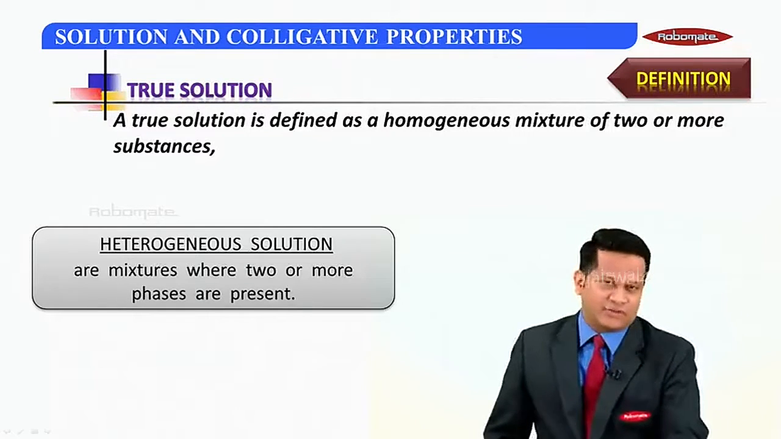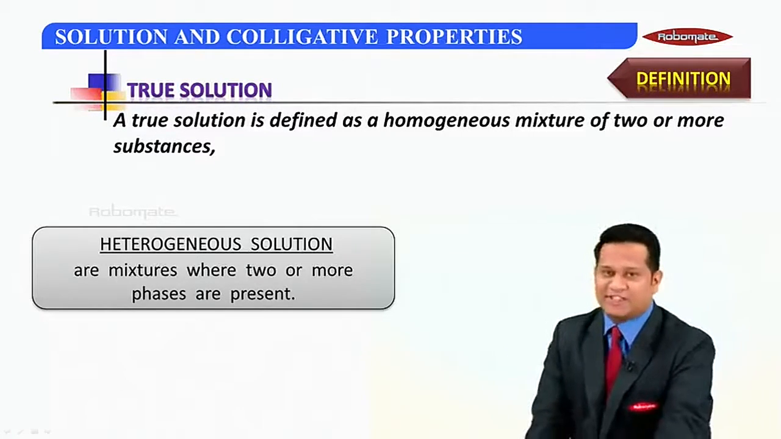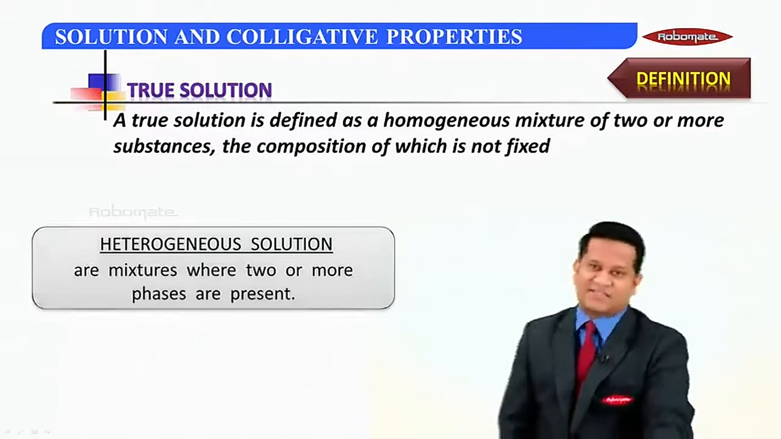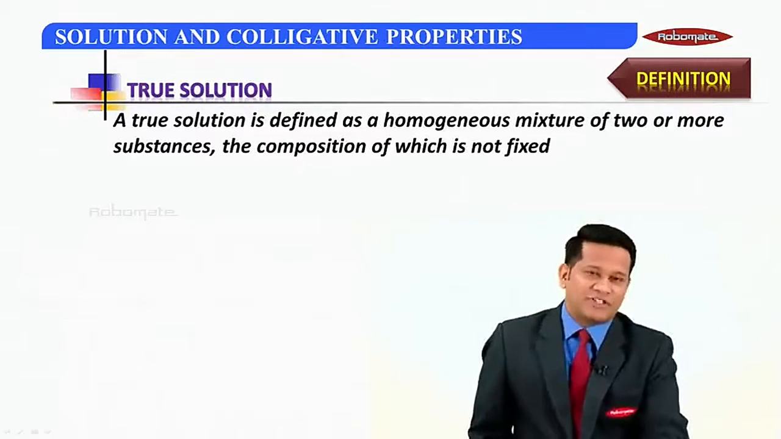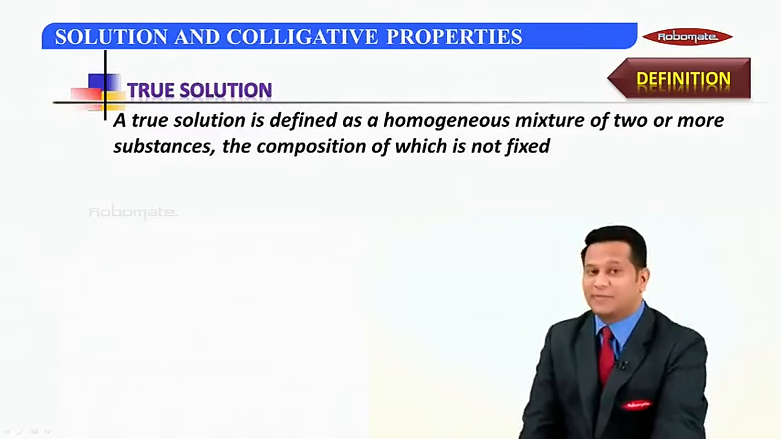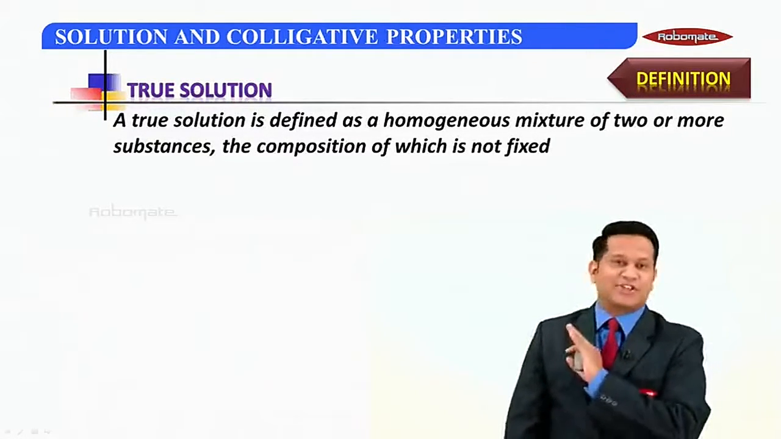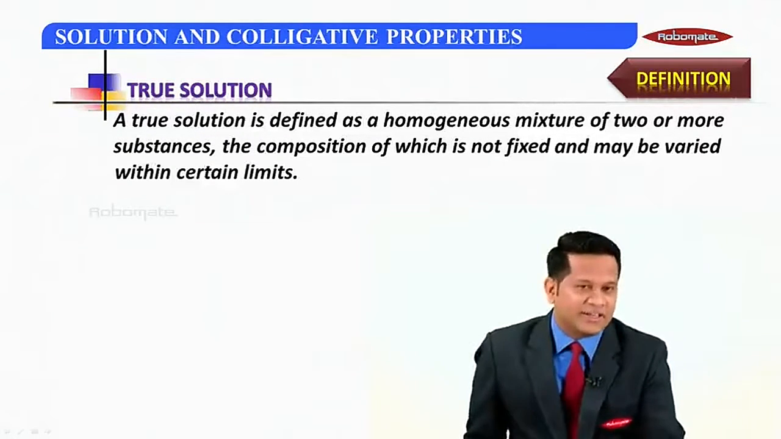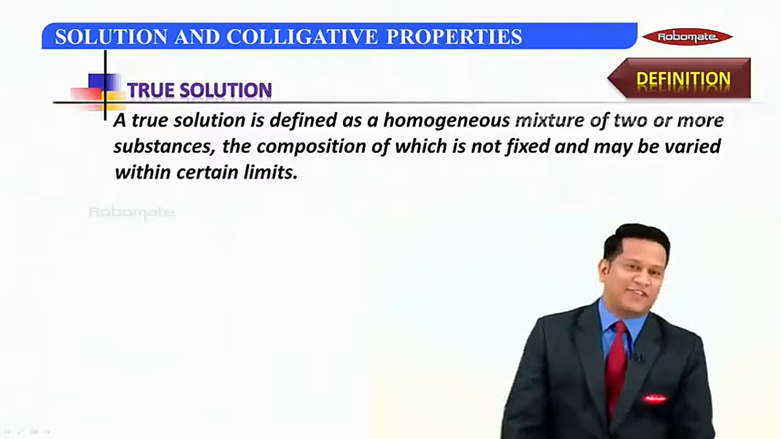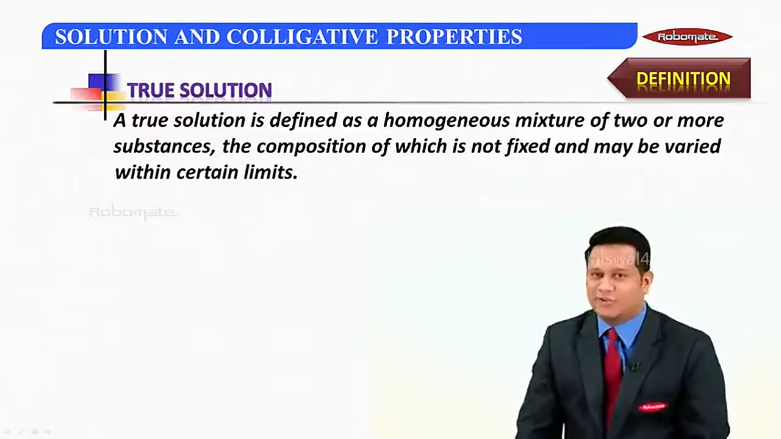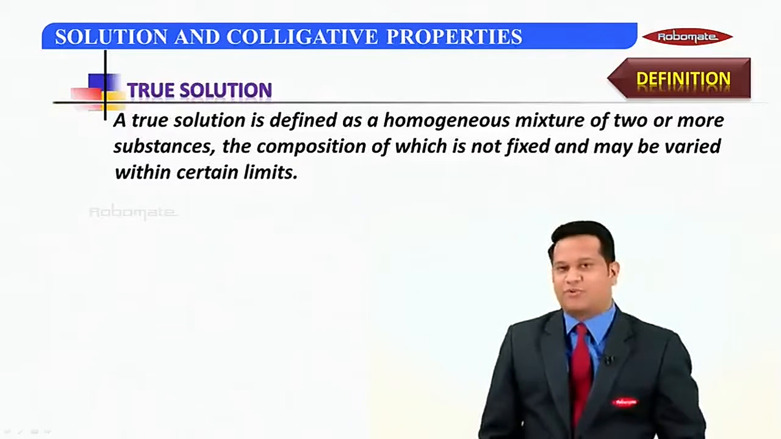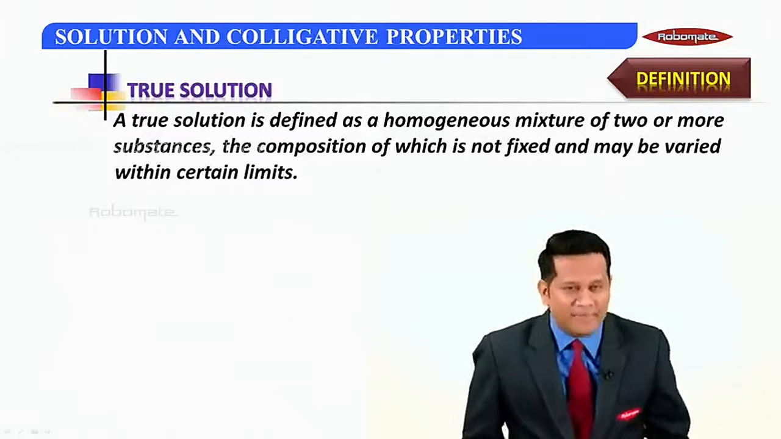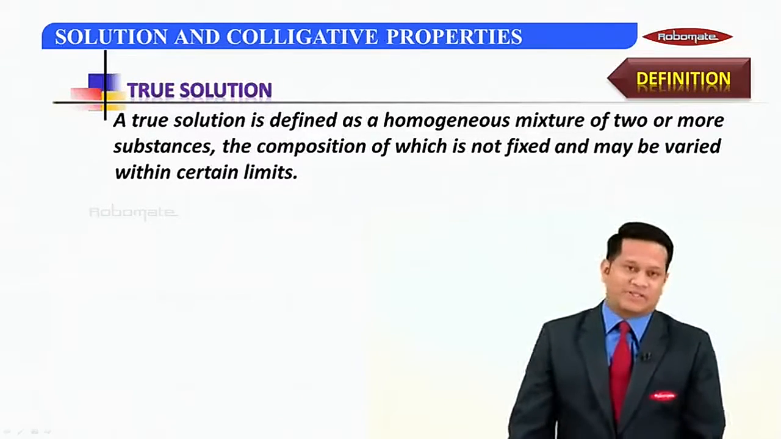Let's continue with the definition. We have said that a true solution is defined as the homogeneous mixture of two or more substances where the composition is not fixed. The composition of the particles present in the true solution is not fixed, and it may be varied within certain limits, and that's the precise definition of true solution. A true solution is defined as a homogeneous mixture of two or more substances, the composition of which is not fixed and may be varied within certain limits.